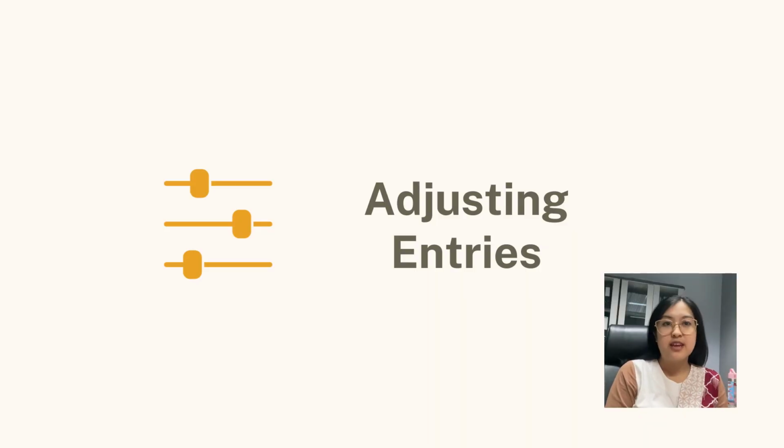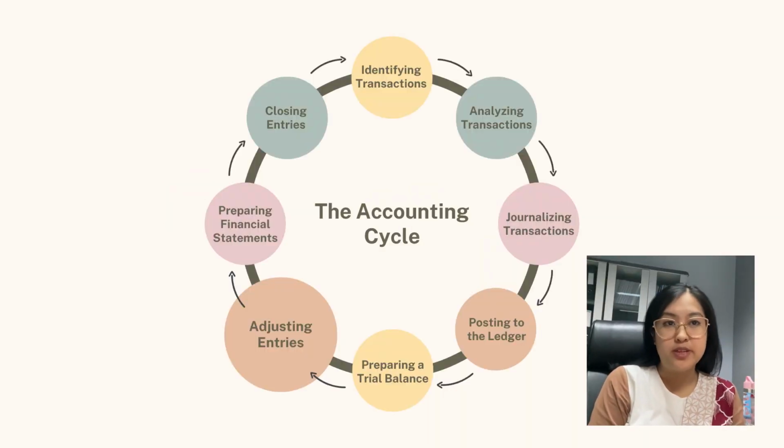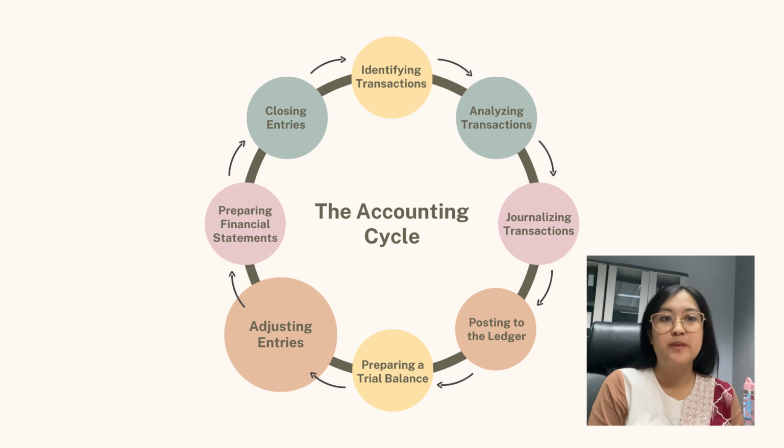Sixth, adjusting entries. At the end of an accounting period, usually monthly or annually, businesses make adjusting entries to reflect accrued expenses, prepaid expenses, unearned revenue, and other adjustments. These entries ensure that financial statements are accurate and match the accrual basis of accounting.